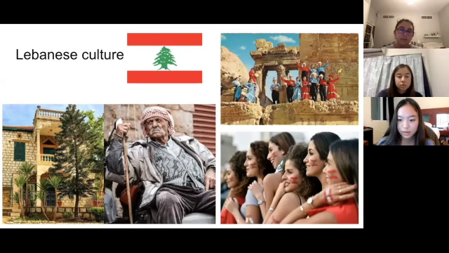The cedar tree in the center of the Lebanese flag symbolizes 6,000 years of history, and the red stripes above and under the cedar tree represent the blood spilt by the Lebanese throughout their history, reminding of the constant troubles.